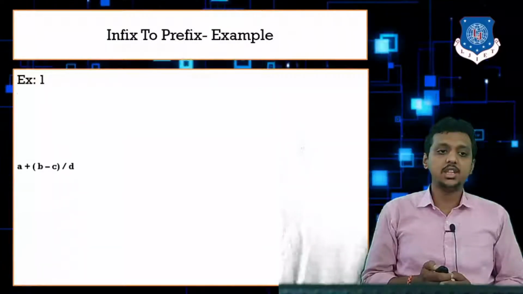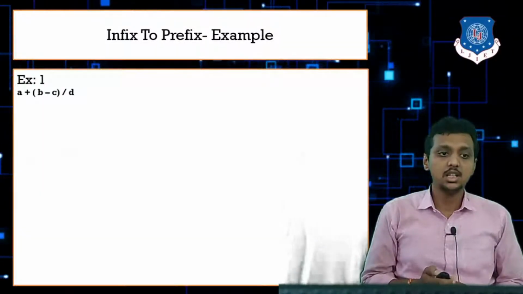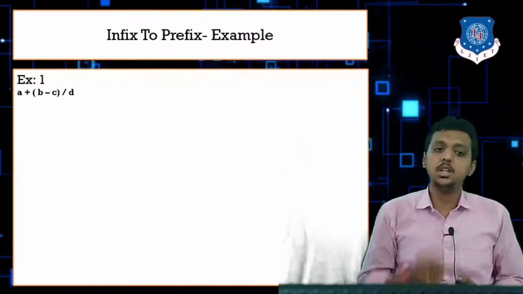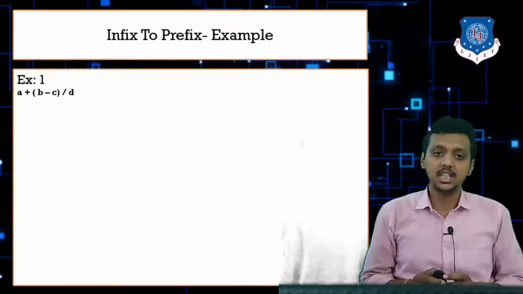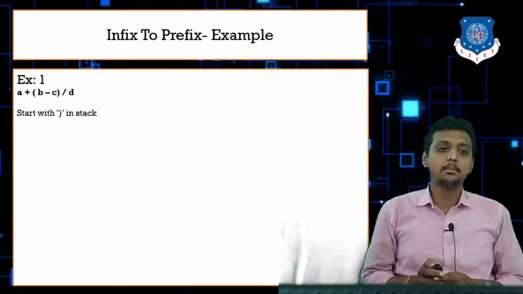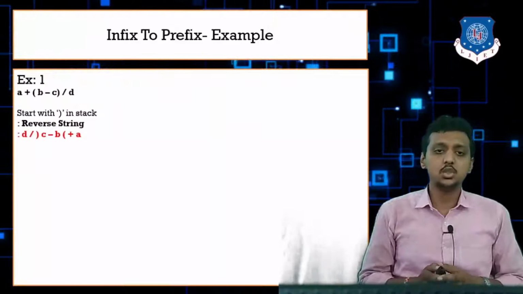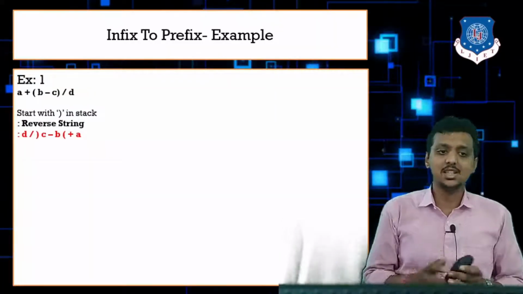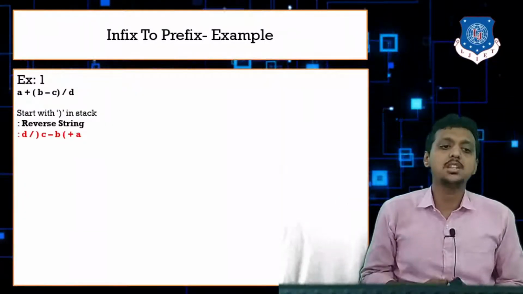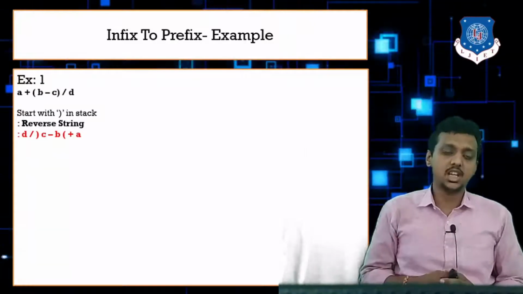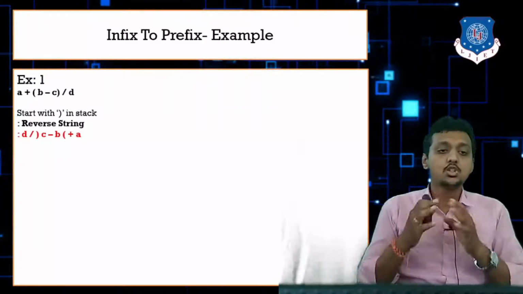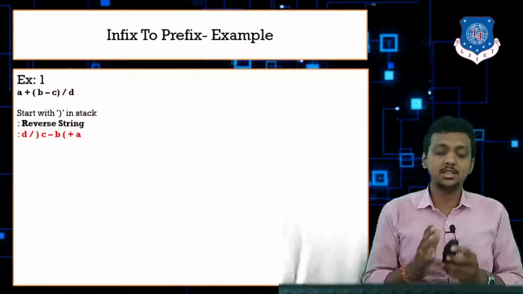First we have the infix string: a plus b minus c division d. Sorry, I just spelled it wrong. It's a plus opening bracket b minus c closing bracket division d. Fine. So first, students, you need to reverse the string. The reversed string goes like this: d division closing bracket c minus b opening bracket plus a. If you can see, just check it out. My brackets are as they are, I am just reversing my whole string.